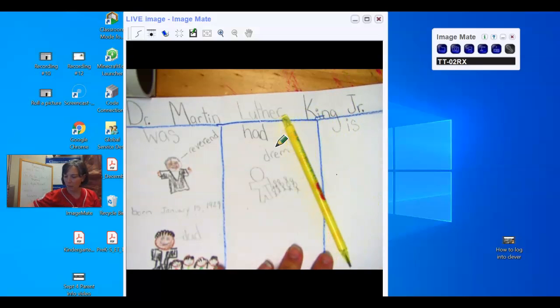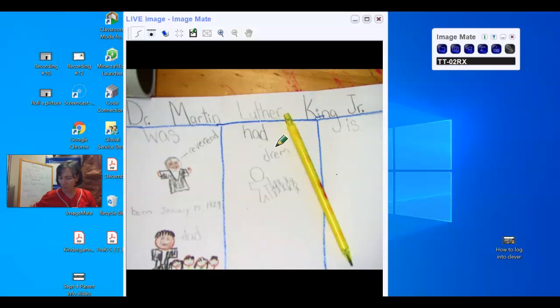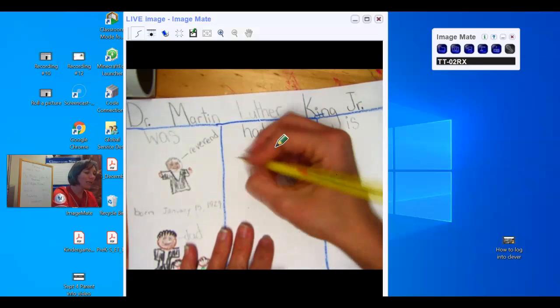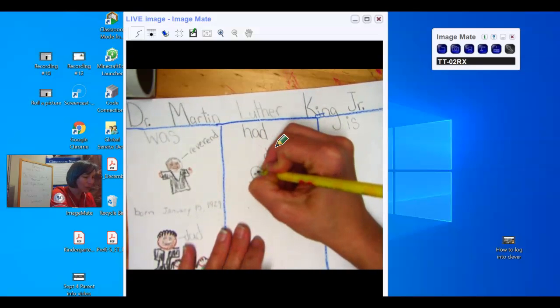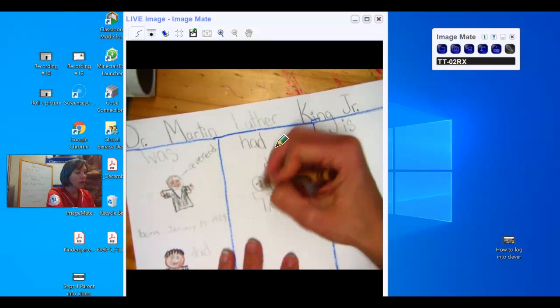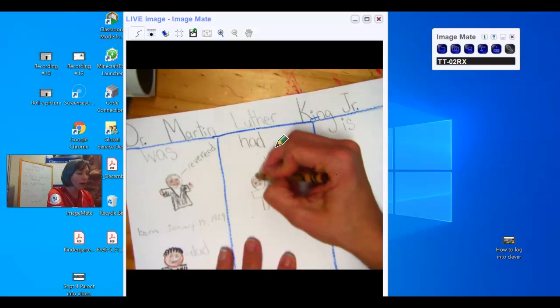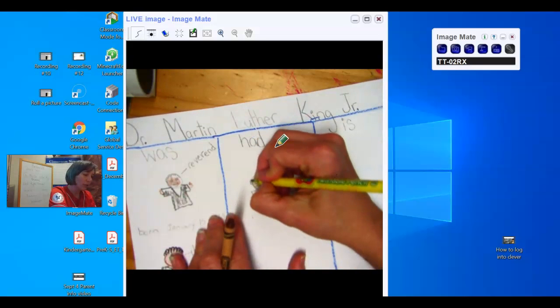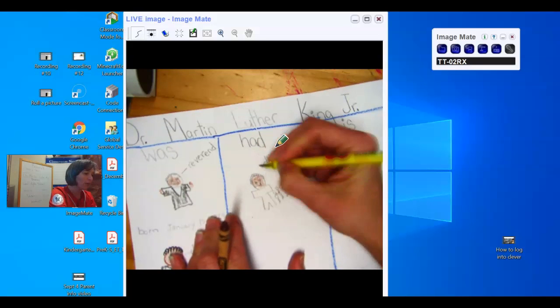Right? Color him in. See if I have my crayons right here. He had a dream, and it wasn't like a dream where he was sleeping. It was more like a dream, like a hope or a wish or a prayer, something that he really, super, super wanted. That's what his dream was, something that he really, really wanted.